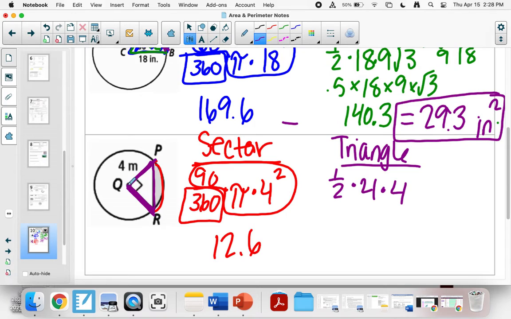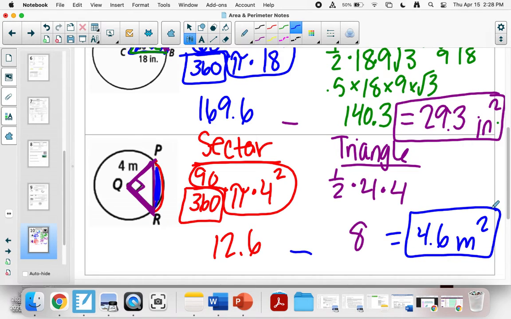Remember, your base and height make a right angle, so since this is a right angle, your base and height are your two sides. In this case, they're both your radius, so they're the same. So then the area of my triangle is how much? 8. And then this last thing, what do we do with these two numbers? Subtract, and that's going to give us this piece that we're looking for. 4.6. How do I label? Meters squared. There we go. Don't forget the label, kids. That's right, Malachi. Okay. Questions?